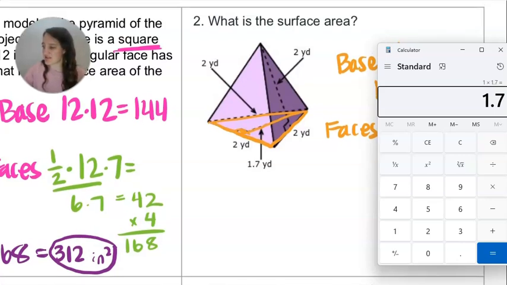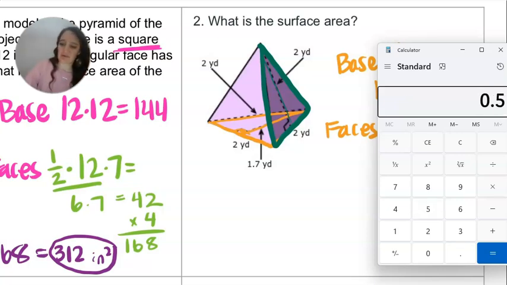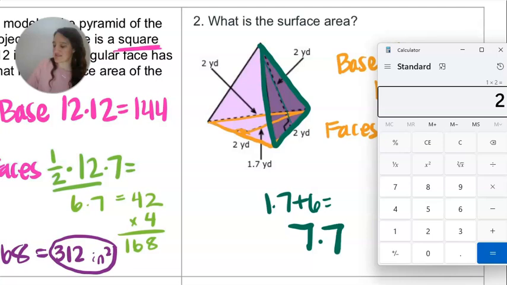Now let's go with the faces, the triangular faces. So 1/2 times 2 is still the base, but this time on the faces, it's 2 tall. So 0.5 times 2 times 2, which is 2 yards squared. But we're going to times that by 3 because there's 3 of them. So we end up with 1.7 plus 6, which is 7.7 yards squared.